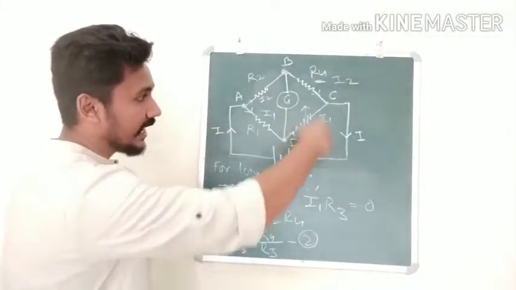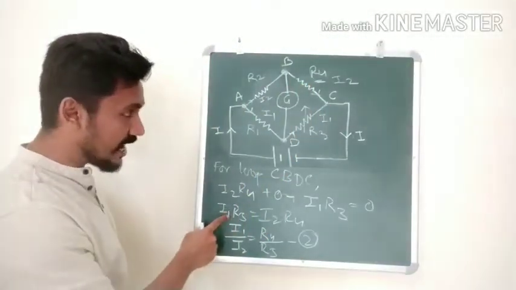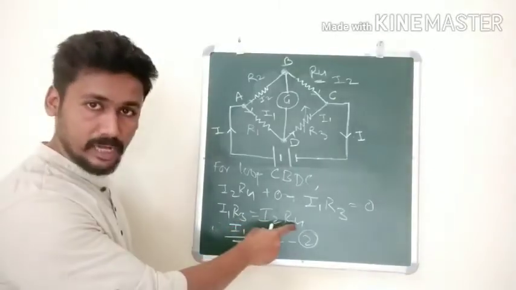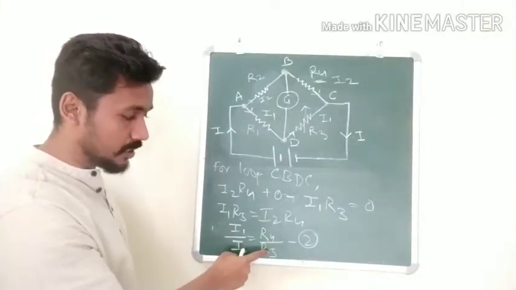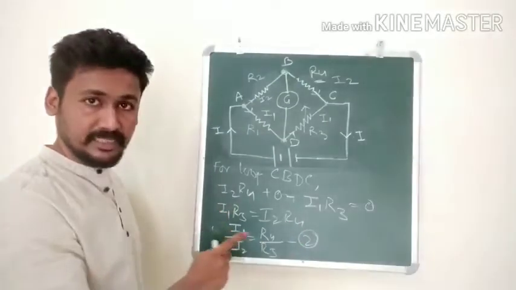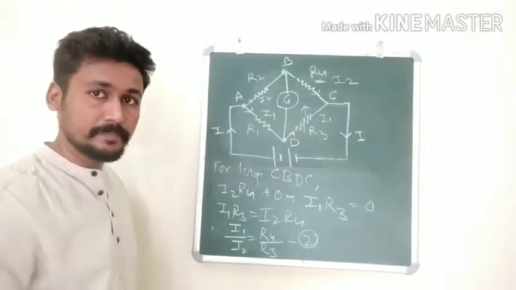So for the second loop you will get I1 R3 is equal to I2 R4, and therefore I1 upon I2 is equal to R4 upon R3. That is equation number 2. Once again note this term.